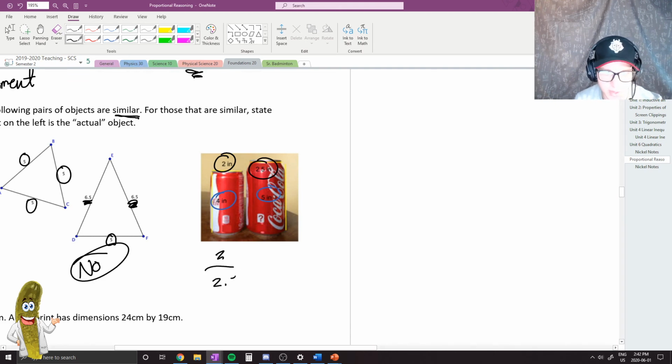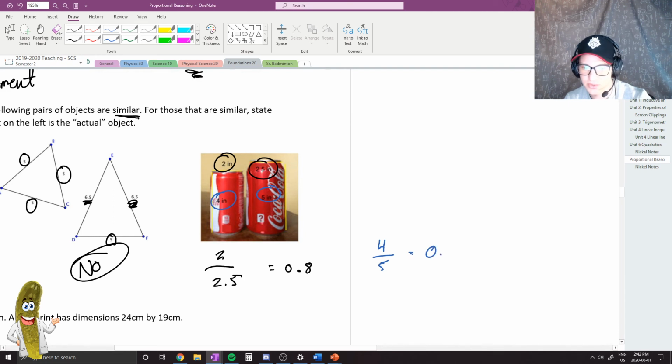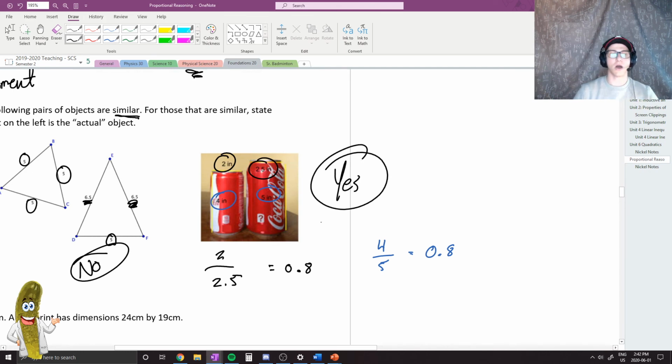And when I do 2 divided by 2.5, you end up getting a decimal of 0.8. And so then what I do is I check and say, well, okay, what's 4 divided by 5? It's also 0.8. Those are the exact same. Awesome. I can say that, yes, those two objects are similar because they've been scaled up or scaled down the exact same. And that's told to me by this decimal.